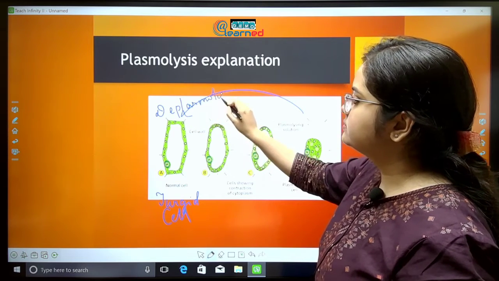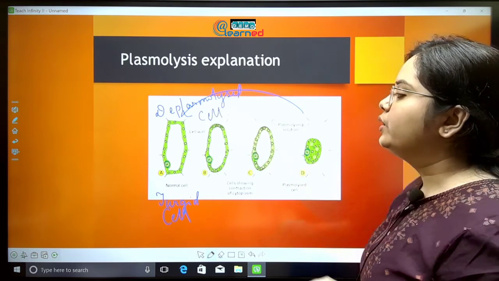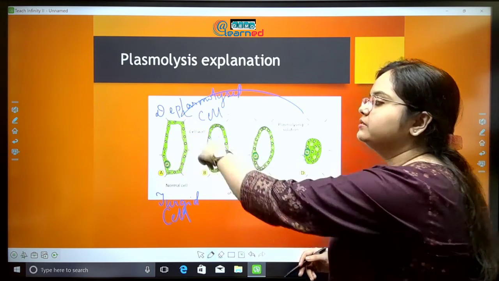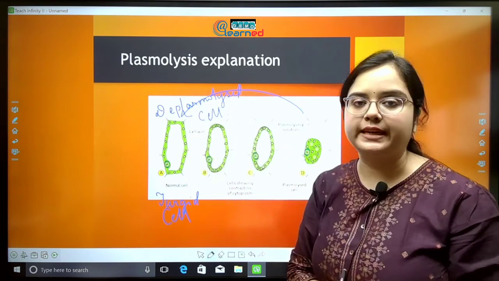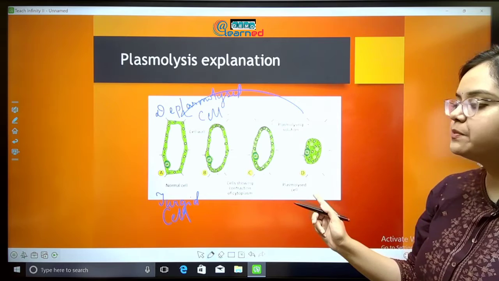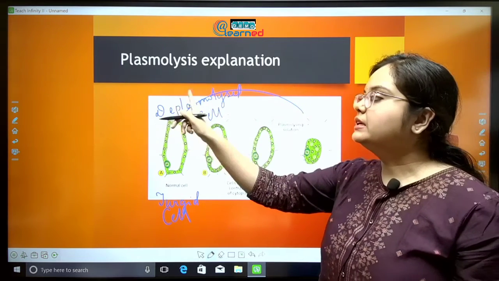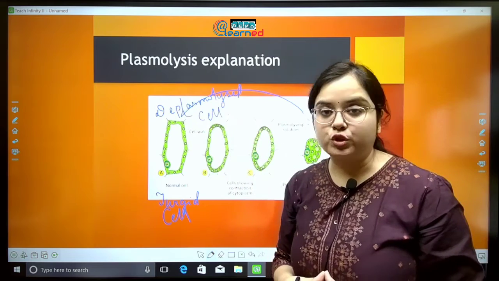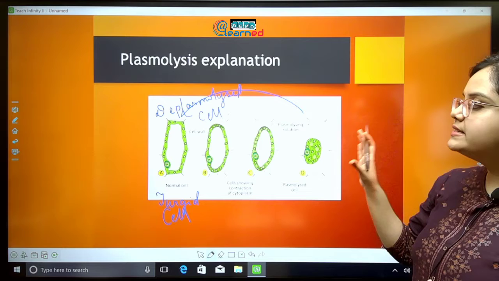Deplasmolysed cell, where the cell membrane is again getting near the cell wall, and it is a normal cell you will get. So, plasmolysis when you keep it in hypertonic solution, deplasmolysis when you keep it in a normal solution or a hypotonic solution. Okay, so this is what it is.